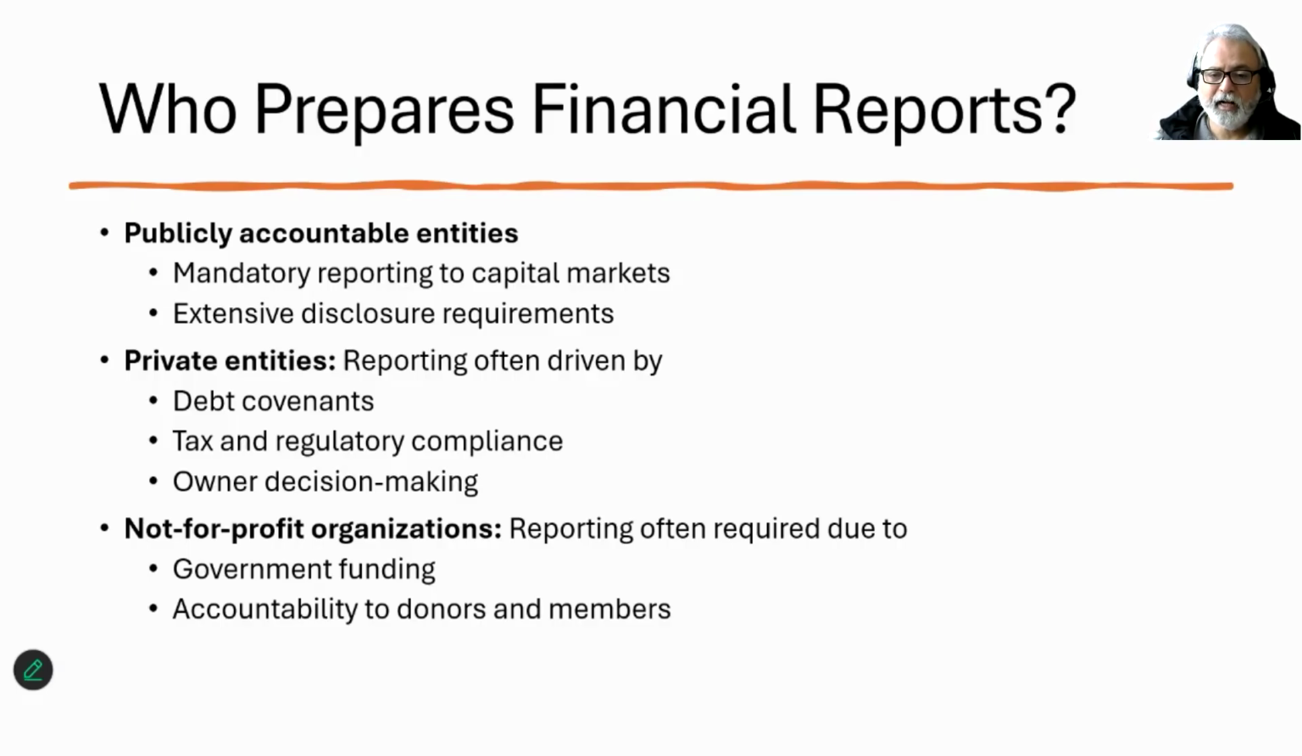We have not-for-profit organizations. For them, reporting is needed because they receive government funding. It also establishes accountability to donors and members. So in sum, public companies prepare financial reports because capital markets demand them. Private companies prepare financial reports because lenders and regulators demand them. And lastly, for not-for-profit organizations, financial reports help assert accountability for public or donor funds. So financial reporting is not optional even if shares aren't traded. Private companies also prepare financial reports because it is required by lenders.